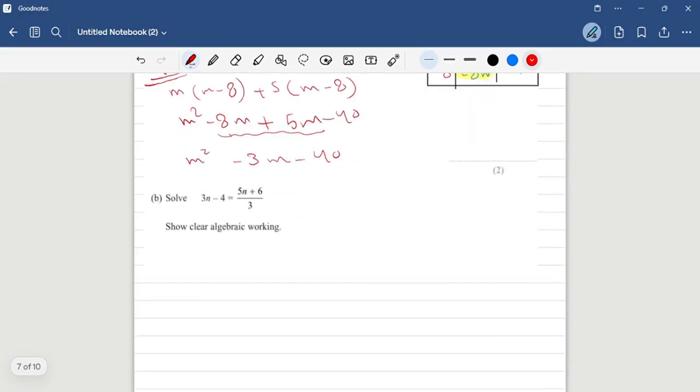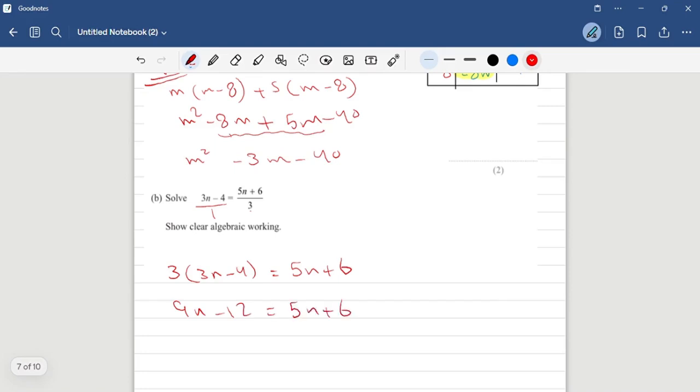For the next one, he asked me to solve this equation. Most of the time, as long as we have a number in denominators, in this situation, I will make cross multiplication. So take the 3, multiply here, because the 3 here will divide, so I will send it here by multiplying. So it will be 3 multiply 3n minus 4. This is equal 5n plus 6, sorry. After this, I will expand the 3. It will be like 9n minus 12 equal 5n plus 6.